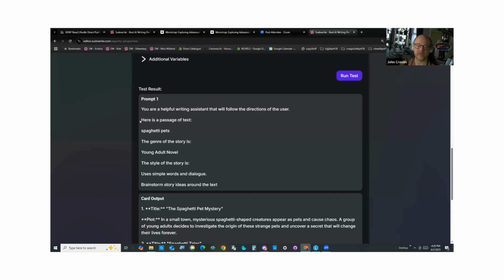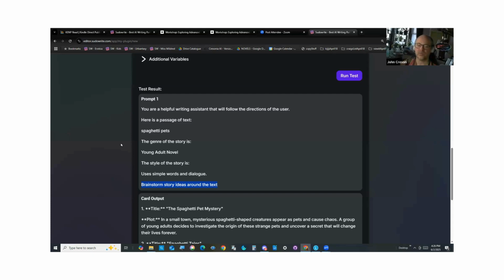You'll notice the way this reads. So it says, here's this passage of text, and that's the text. Here's the genre of the story. That's the genre of the story that came out of the additional variables. The style of the story is use simple words and dialogue, brainstorm story ideas around the text. So what's important here is for you to see what your plugin turns into.